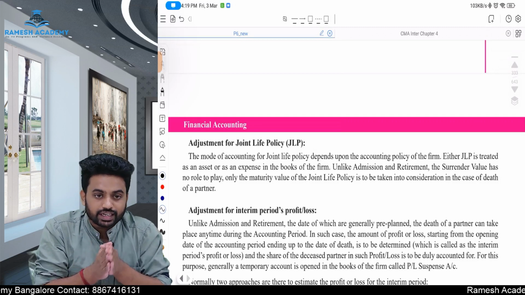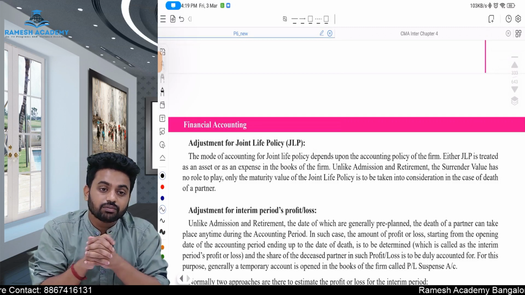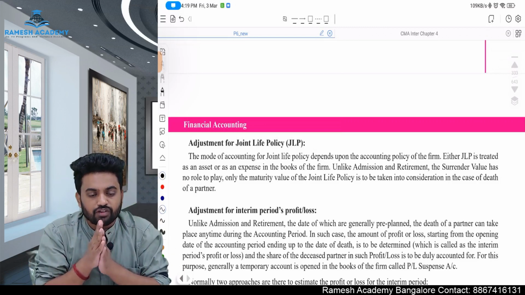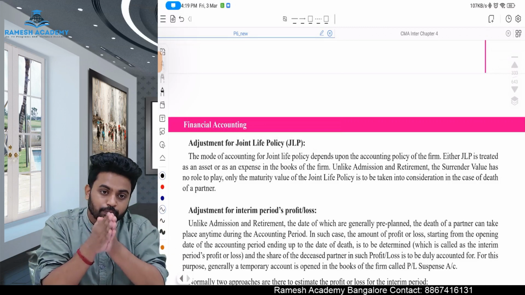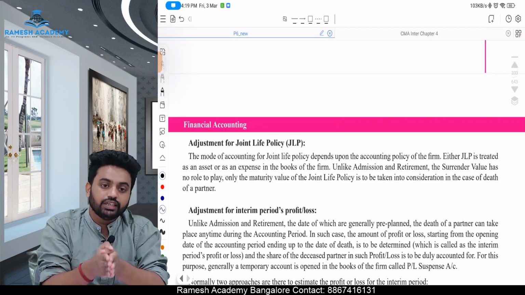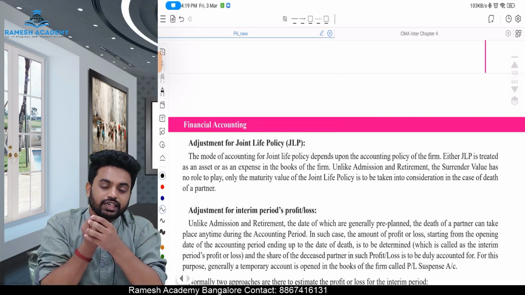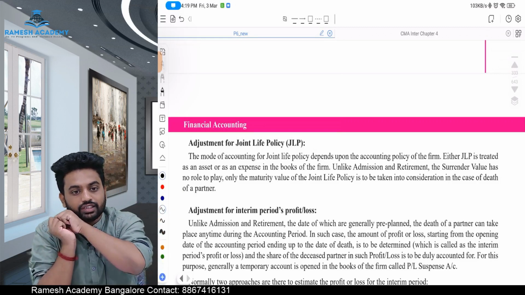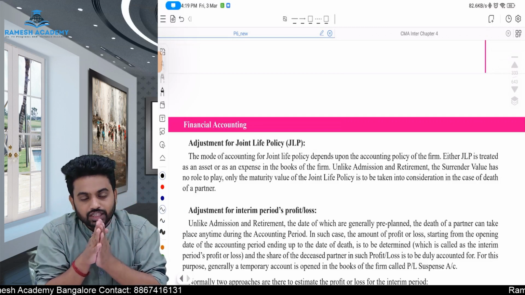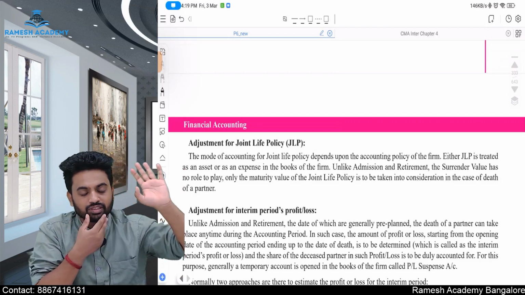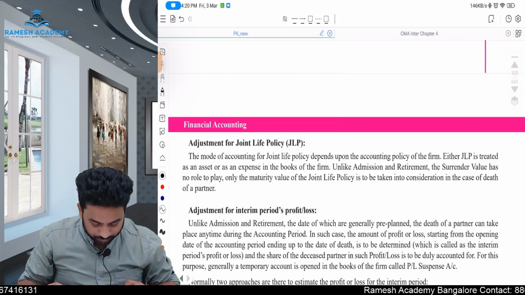So here, this is the case of death. On the JLP we will get a maturity value. That maturity value shall be shared among all the partners in their profit sharing ratio, because the premium is paid out of profit or income for which all the partners were entitled. While paying the expense all the partners pay, while the income comes only to the deceased partner, that is not fair, right? So while income is coming, it is coming to all the partners.